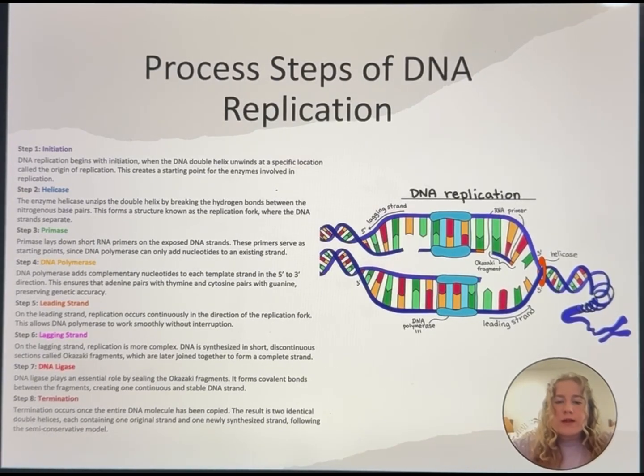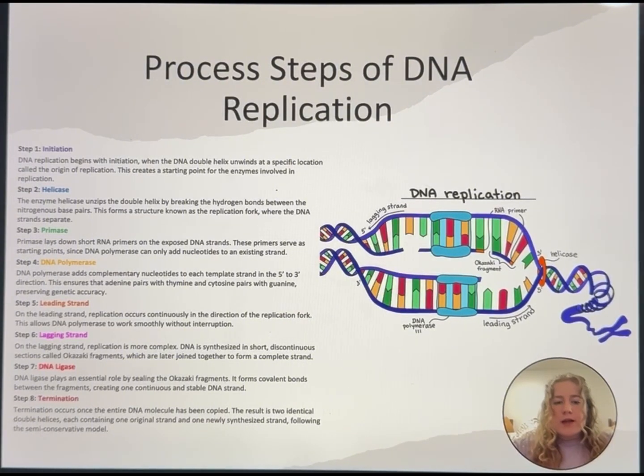Replication begins with initiation, the first step. Specific sequences of DNA, called origins of replication, signal where the process should start. At these sites, the DNA double helix unwinds and separates into two strands. The enzyme helicase is responsible for breaking the hydrogen bonds that hold the base pairs together, creating what we call a replication fork. Once the DNA is open, another enzyme, primase, adds short RNA primers.